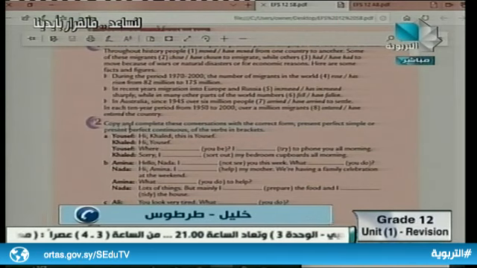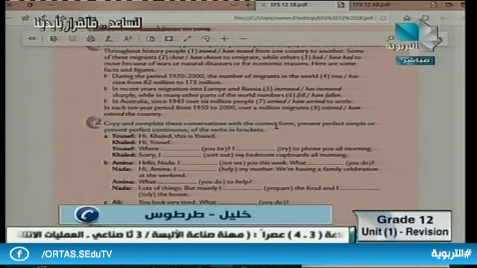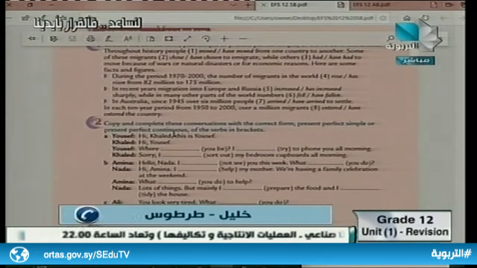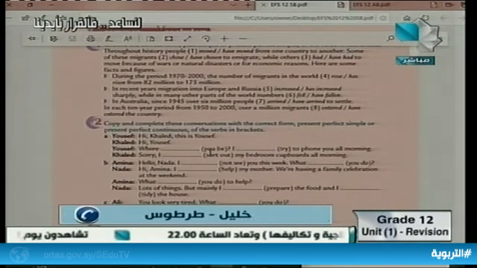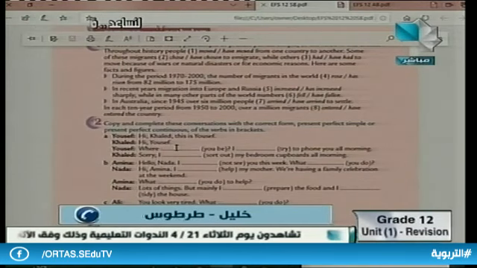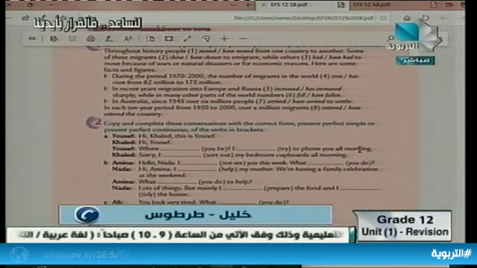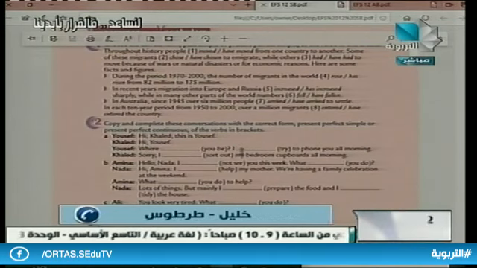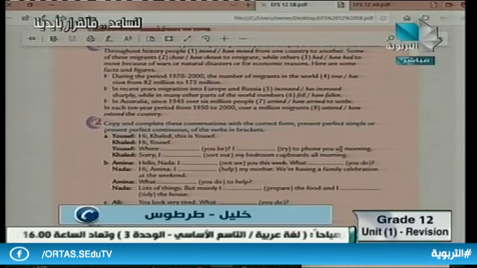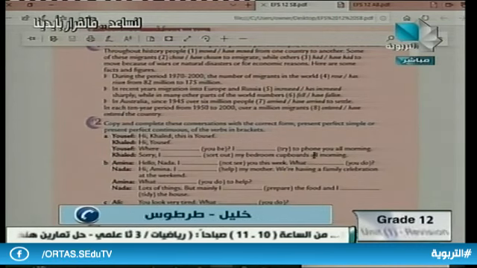Here, look at the rubric of the question. Complete these conversations with the correct form, present perfect simple or present perfect continuous. Where have you been? That's it. Where have you been? I have been trying to phone you all morning. That's it. I've been trying to phone you all morning. Sorry, I've been sorting out my bedroom cupboards all morning.